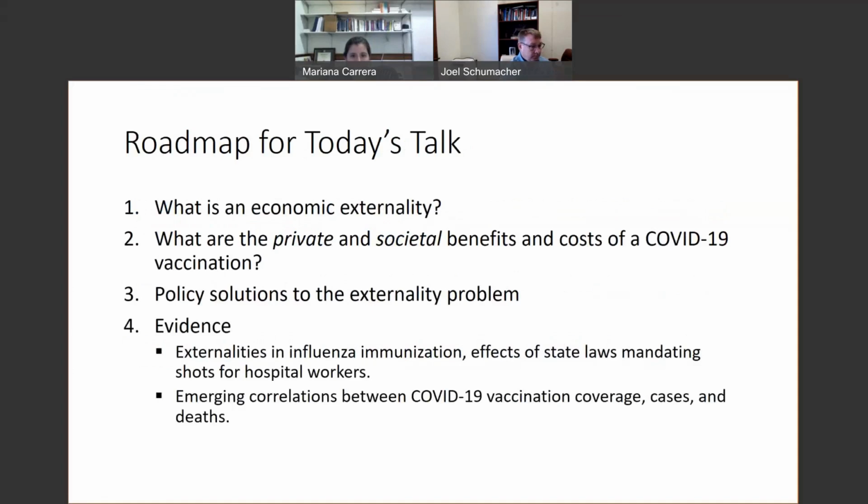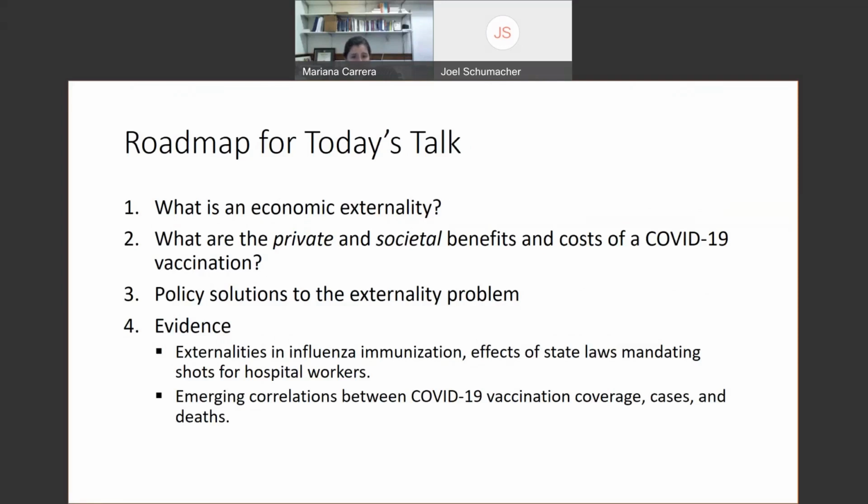I'm going to start by putting us all on the same page by defining what an economic externality is. And then I'm going to delve into COVID-19. What are the private and societal benefits and costs, both of a COVID infection and of a COVID vaccination? I'll talk about what economists view as policy solutions to these externality problems. And then as much as I can, I will pull in research evidence on externalities and how to address them.